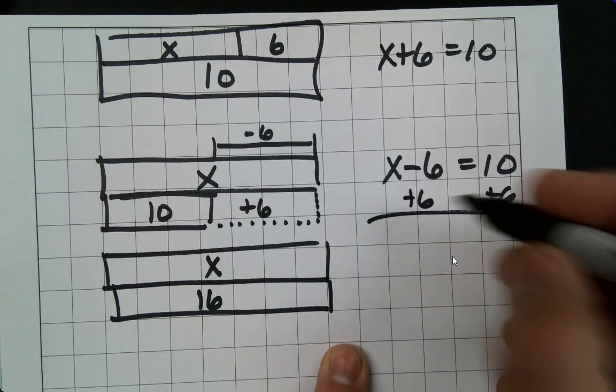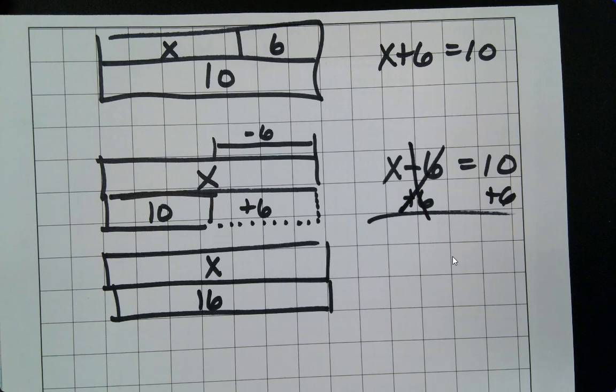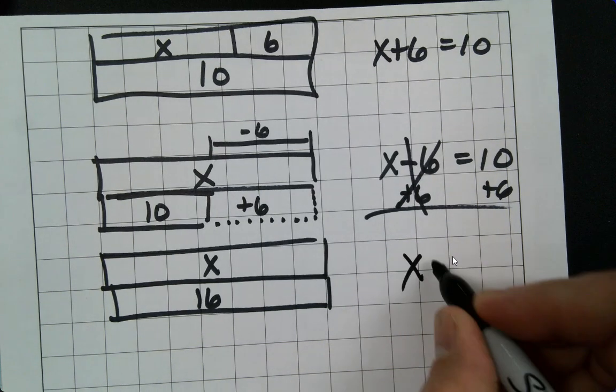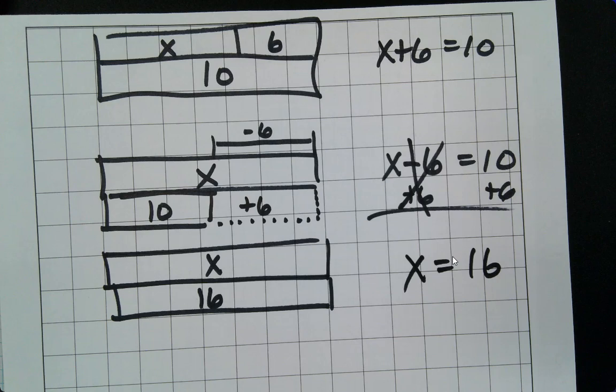So when I add 6 to both sides, this is now back to a whole complete bar of X. We're not taking anything off of it. We're going back to the whole length of the whole thing. And on this side, we now have that new bar that is 16 units long. So X is equal to 16.